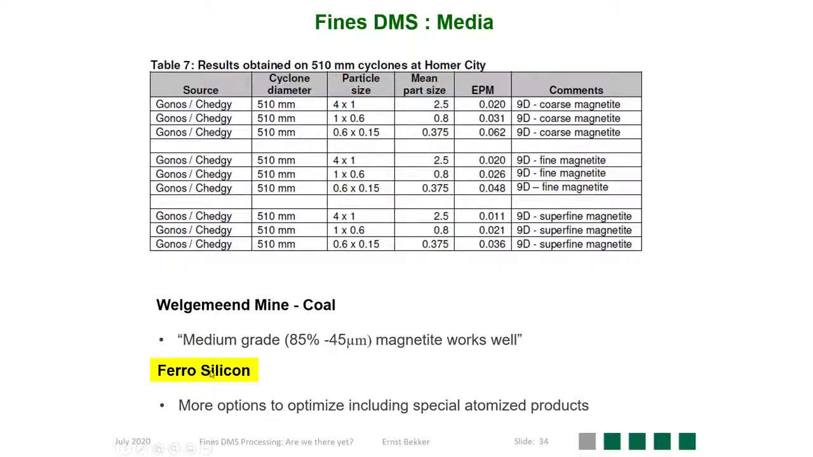In some applications, finer media seems to produce better results, and then in other applications, the feedback is the media size distribution is acceptable. On ferrosilicon, you've got a range of media types. So therefore, one has the flexibility of changing the type of media between fine and coarse, and that makes it a bit easier. If one finds that one media is not operating correctly, one can switch over to another type of media.